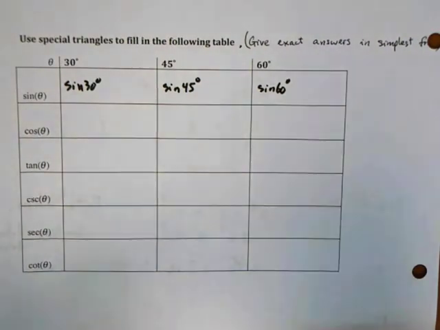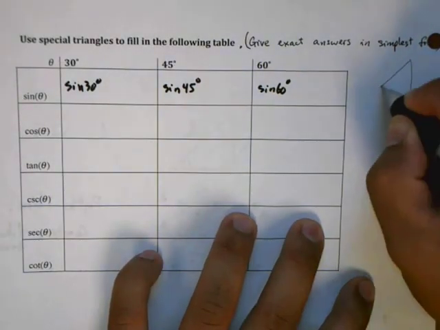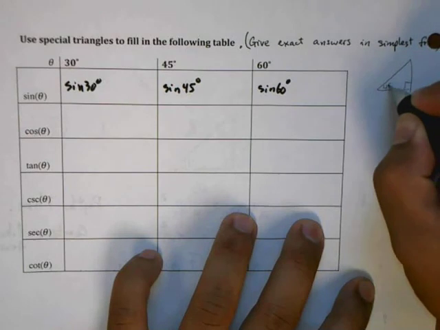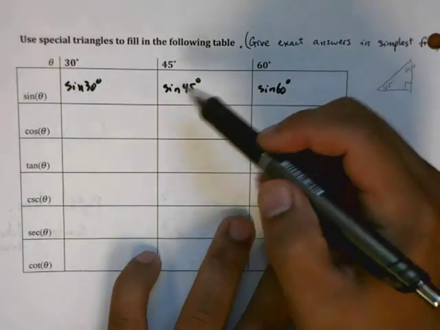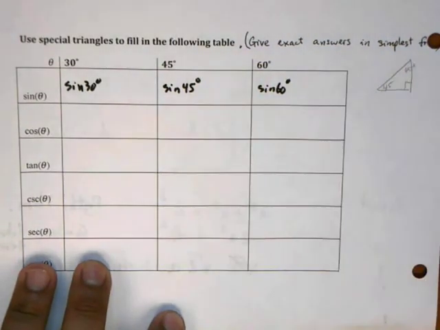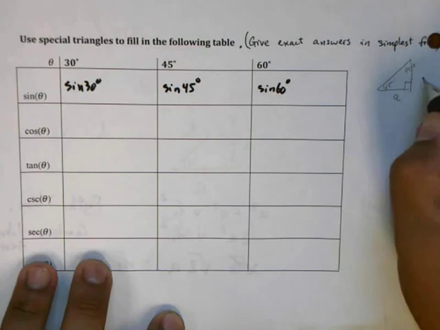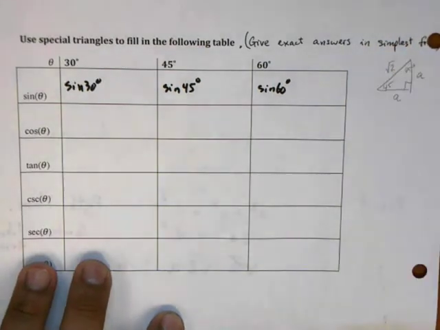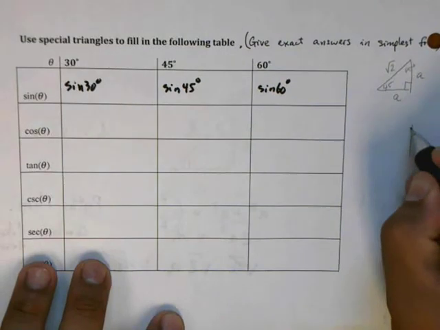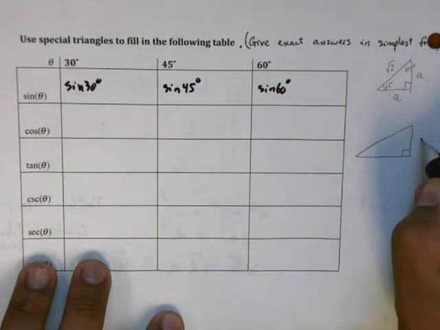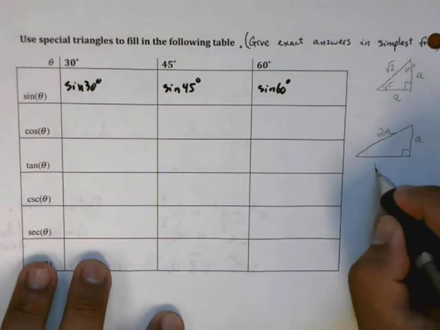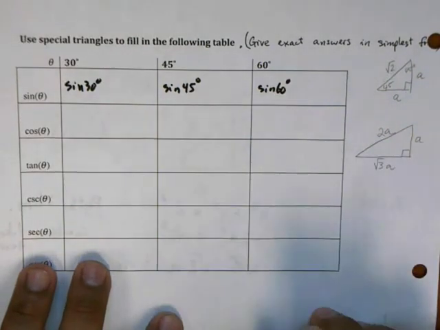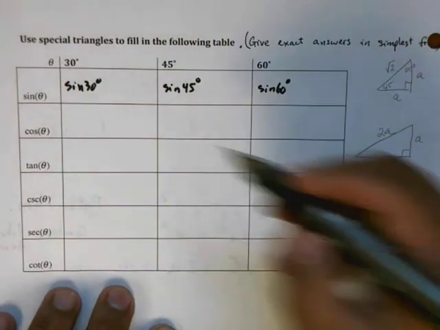And again, for these types of problems, it is tremendously helpful if you can draw out a picture of these triangles. So I'm going to draw out both of these triangles. First, the 45, 45, 90. This is going to help me answer basically all of these numbers here for 45 degrees. I know that this is A, and this is square root of 2A. Then I'm going to draw out the 30, 60, 90 triangle right here. I know that this is A, this is 2A, and this is square root of 3A. So that's going to help me fill out everything in the third column and the first column.